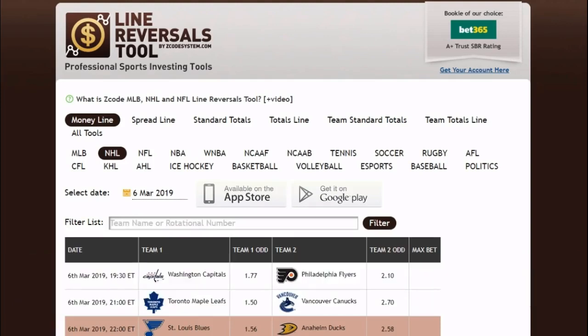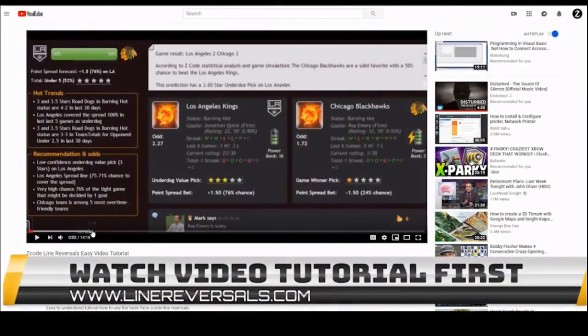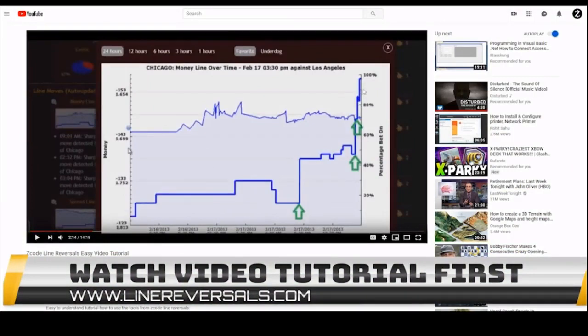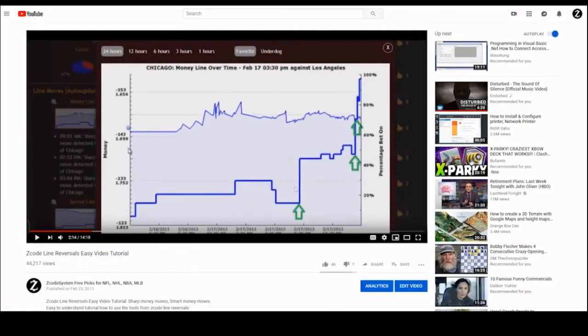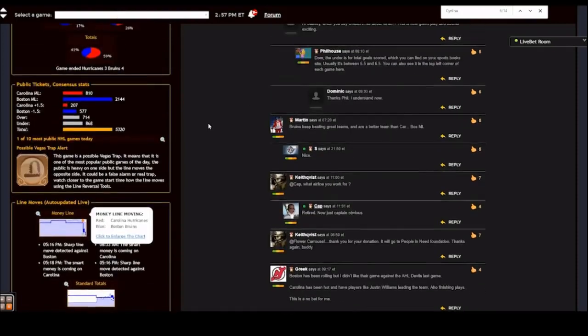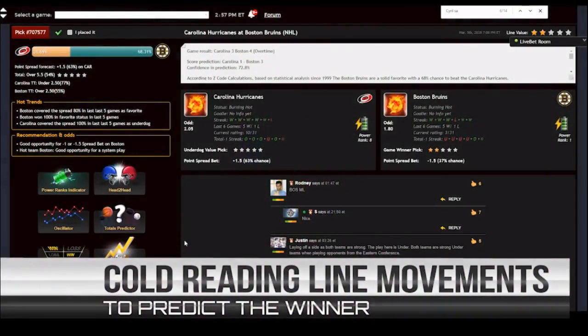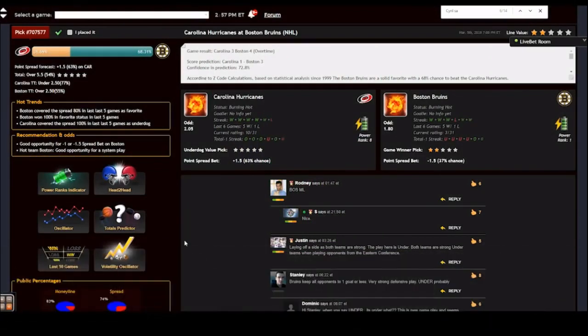If you're completely new to Line Reversals, we have a great video that explains everything in detail and how to use the tool, what those lines mean, and everything else that goes into the line reversals. So I'm not going to go into the basics all over again. Instead, in this video, I'm going to jump into some of the initial action and show you exactly how I can use this tool to do what we call cold reading. And that means trying to predict the results of the games based only on line reversals and public percentages without any information about the game whatsoever.